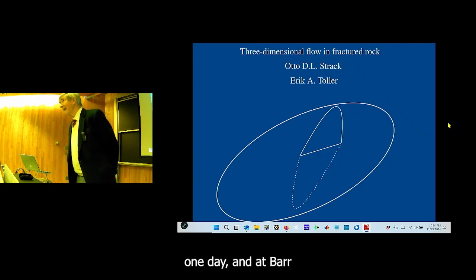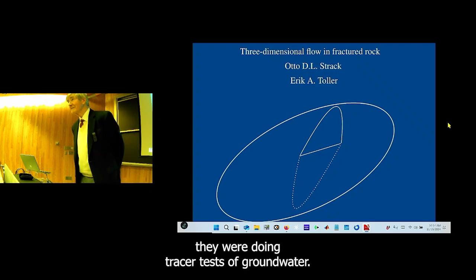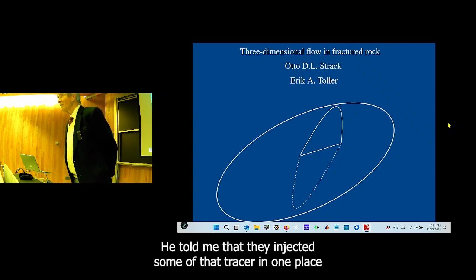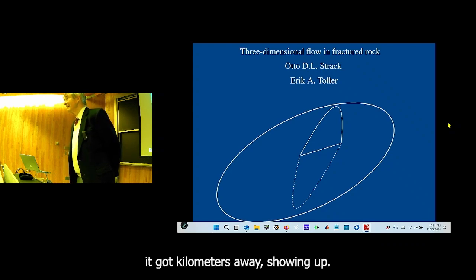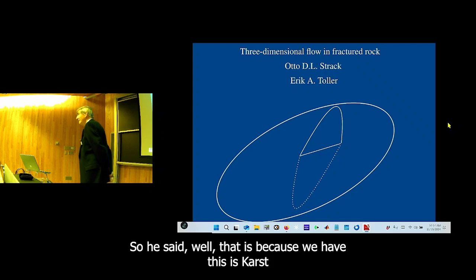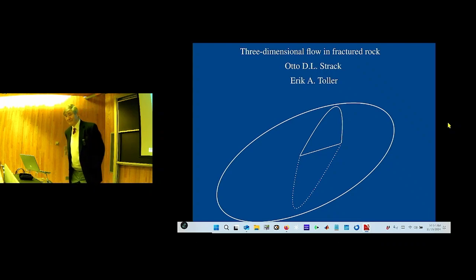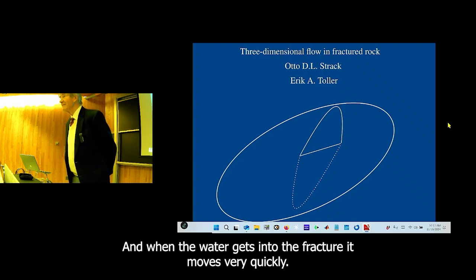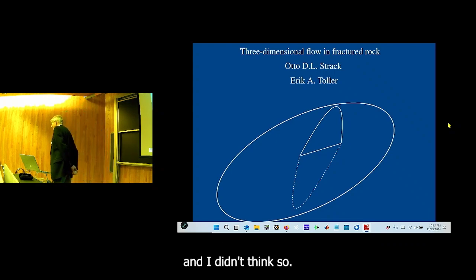But I was there one day, and at Barr, they were doing tracer tests of groundwater. And he told me that they injected some of that tracer in one place and got it way before expected, kilometers away, showing up. So he said, well, that is because this is karst, and we have large fractures, and when the water gets into the fracture, it moves very quickly. So he asked me whether I thought you could ever model such a thing, and I didn't think so.